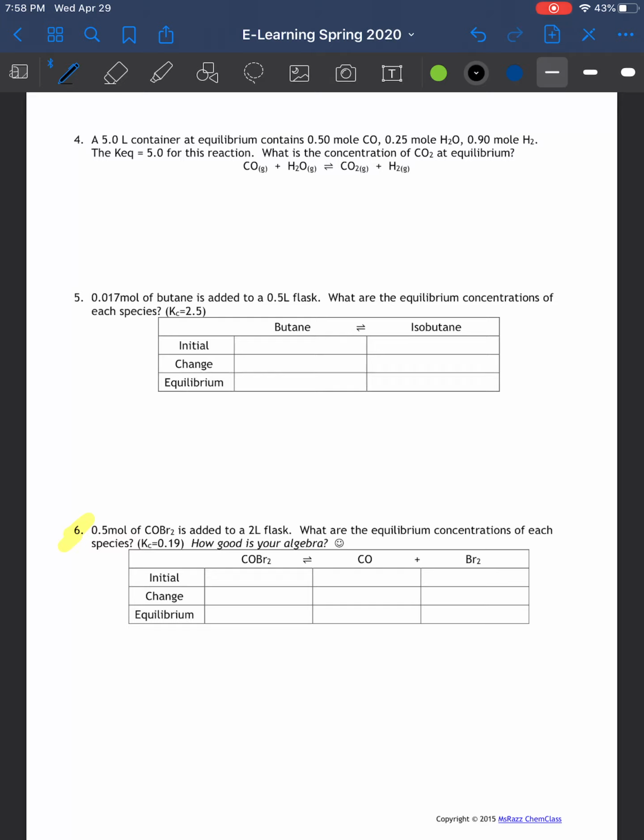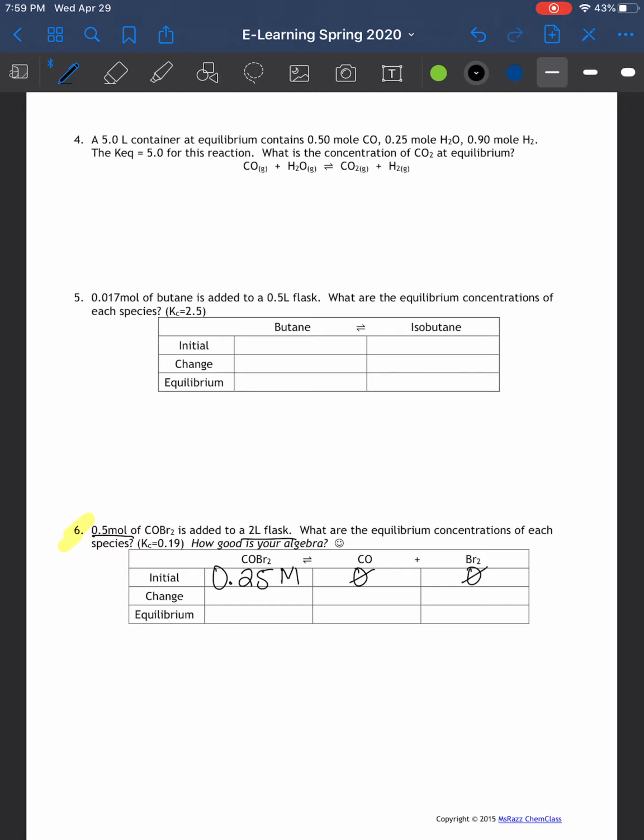Okay, so I have 0.5 moles in a 2-liter flask. So one thing to remember, students, is that your concentration is your moles per liter. Since that is moles in 1 liter of solution, here I have 2 liters, so I just need to divide that 0.5 by 2 in order to get the new concentration, which is 0.25. So the initial concentration of COBr2 is 0.25 molar. The initial concentration of my 2 products is going to be 0, 0.